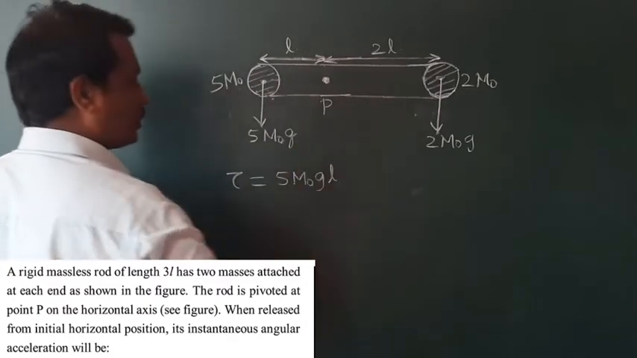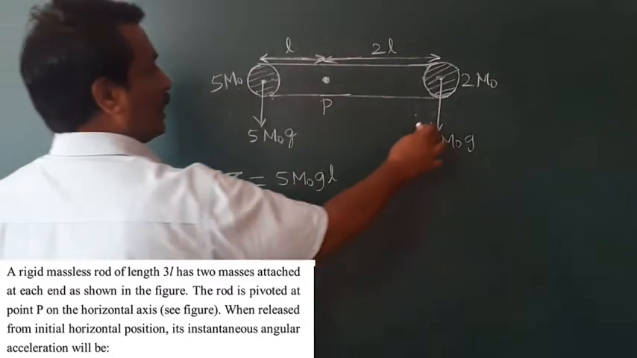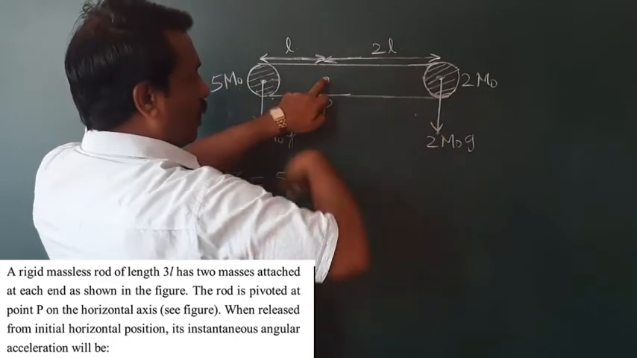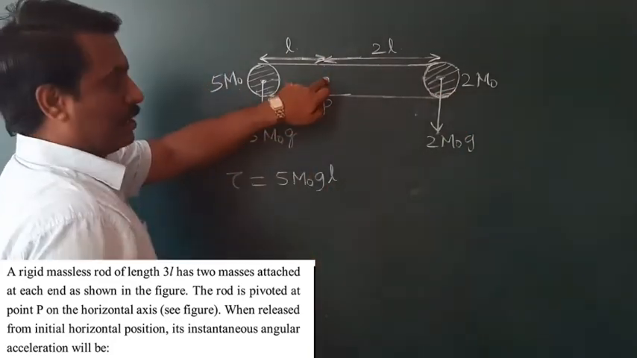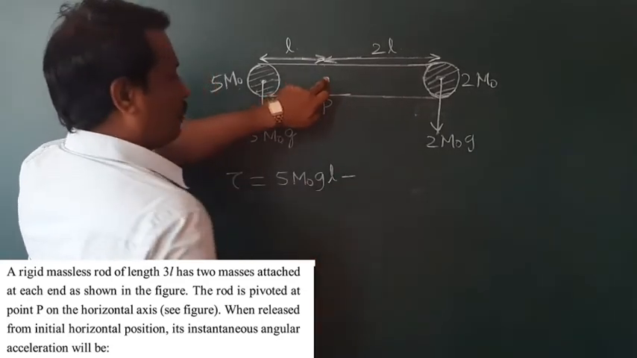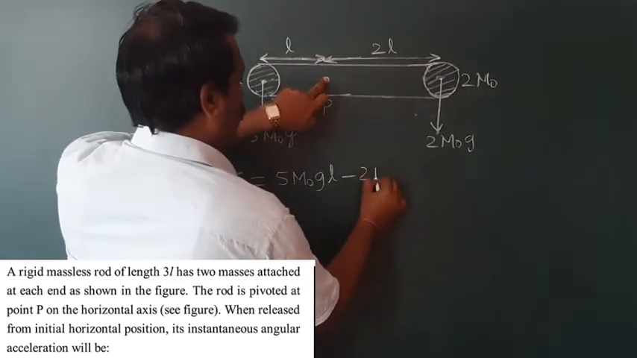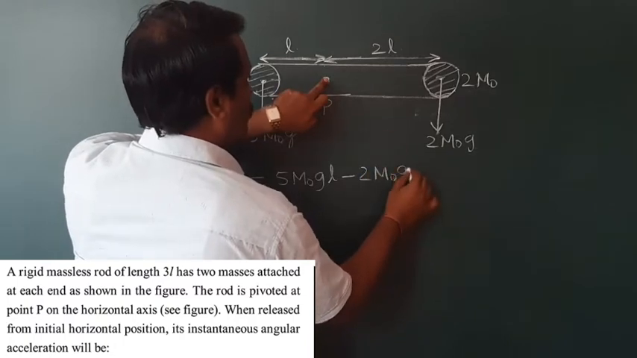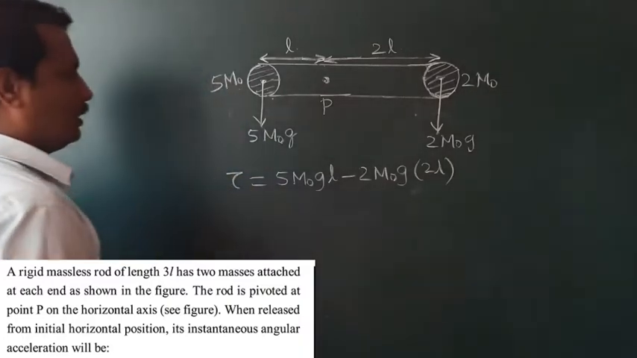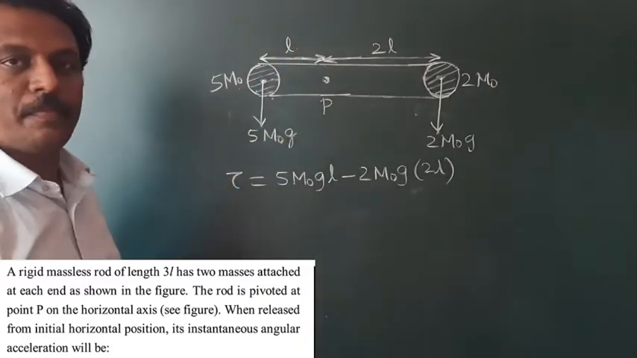So 5 m0 gL. Then when this force is applied, the rod tends to rotate in clockwise direction, right? So clockwise torques are taken as negative. So this torque can be written as 2 m0 g into 2L. This is torque acting on the rod.